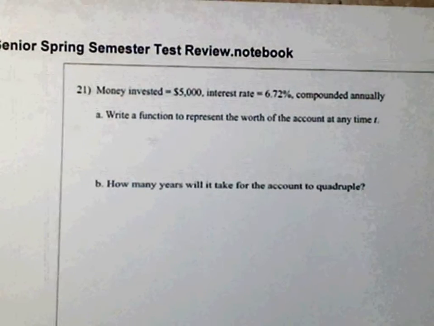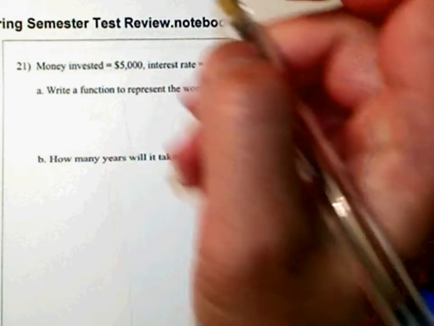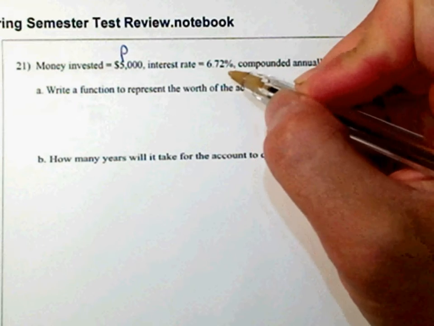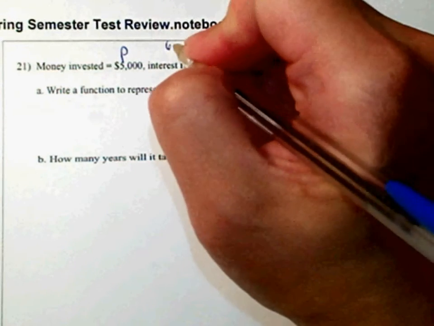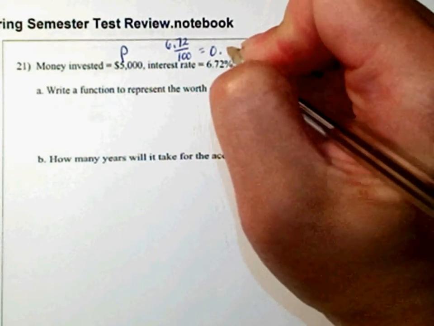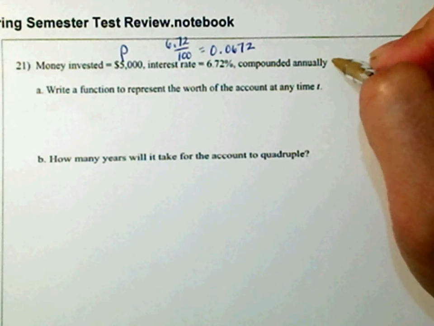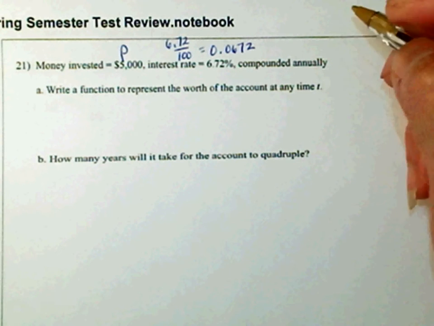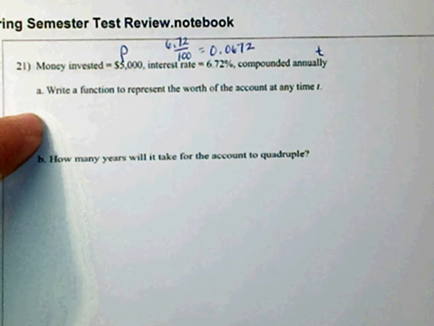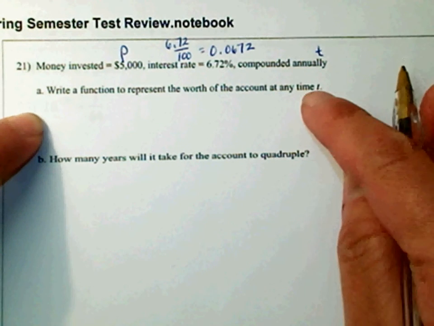All right, let's take a look at number 21. Your money invested is $5,000, so this is your P, at an interest rate of 6.72%. A percent is out of 100, so that comes out to be 0.0672. Compounded annually, that means it's every year. So this is your T. The question says, write a function to represent the worth of the account at any time T.